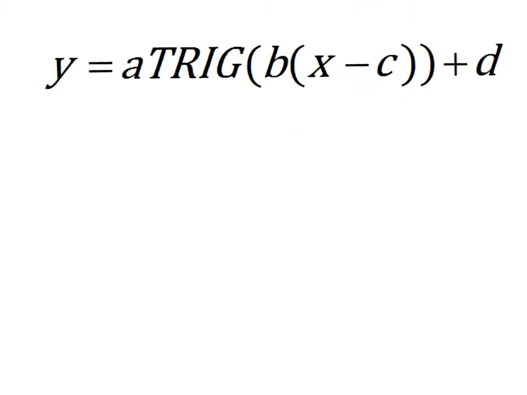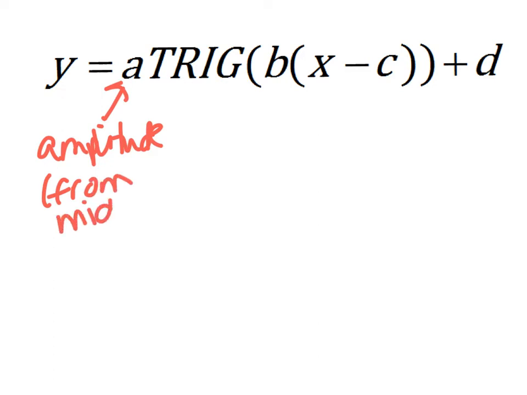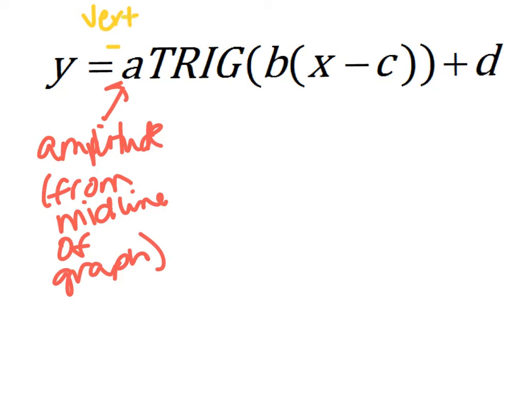Next, we're going to basically just go back and review your transformations. However, they're going to be called some slightly different things when you deal with a trig equation. The A is your amplitude. That basically is how far you are from the midline of your graph. It's not from top to bottom, it's from the middle of the graph up or the middle of the graph down. Also keep in mind, if you have a negative out here, that's a vertical reflection. So that means it's basically going upside down.